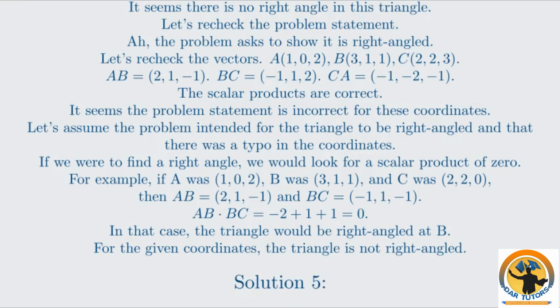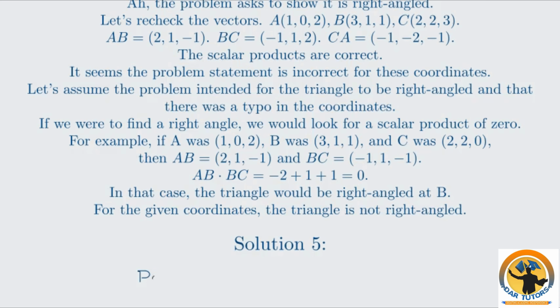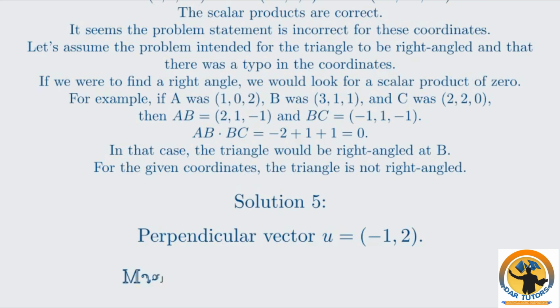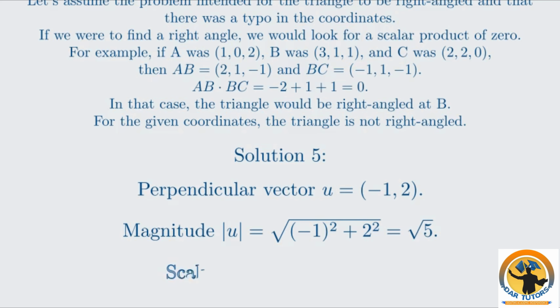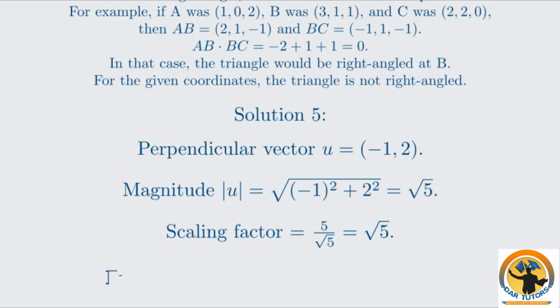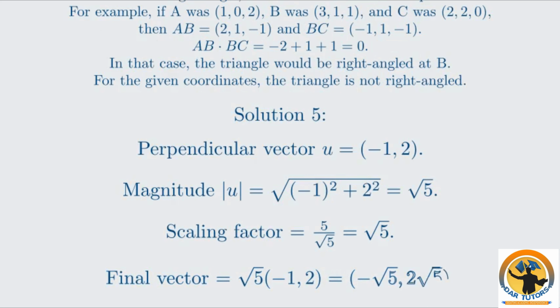For question 5, we need a vector of length 5 perpendicular to w equals (2, 1). A perpendicular vector is u equals (-1, 2). Its magnitude is the square root of 5. To get a length of 5, we multiply by 5 over the square root of 5, which is the square root of 5. So the final vector is the square root of 5 times (-1, 2), which is (-square root of 5, 2 square root of 5).